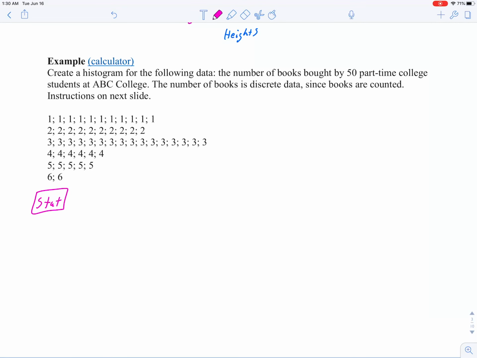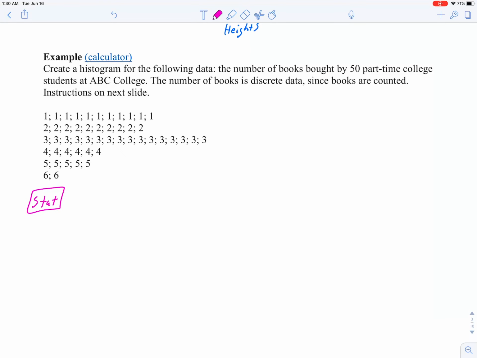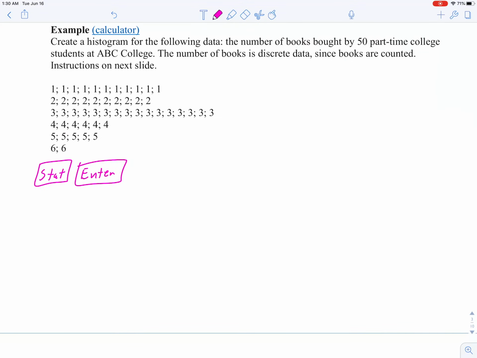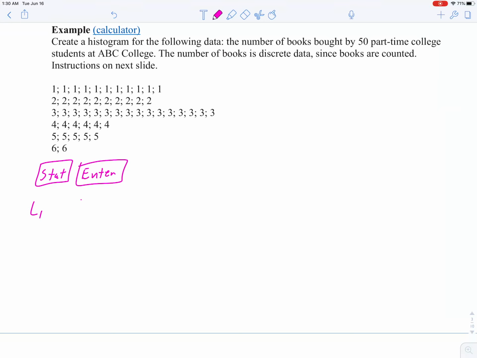So hit the Stat button. All right, and then you're going to hit Enter, which is in the bottom right corner of your keypad. Then what you'll see at the top, hopefully at the top of your screen, is L1 and L2. These are your lists. We're going to use these quite a bit, so by the time this lecture is over, you should be well versed on how to do this.